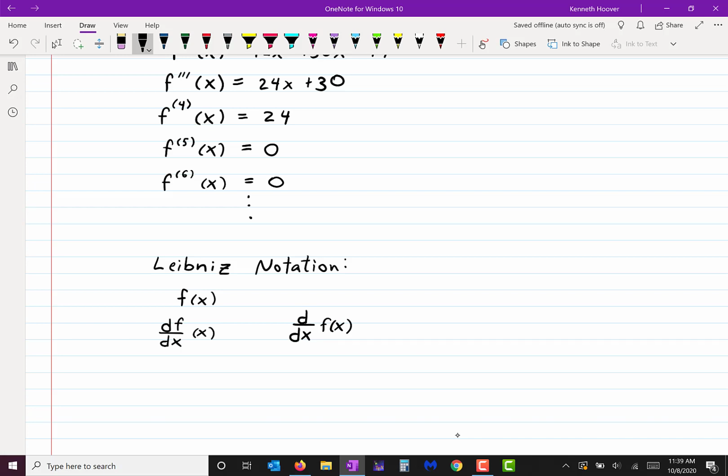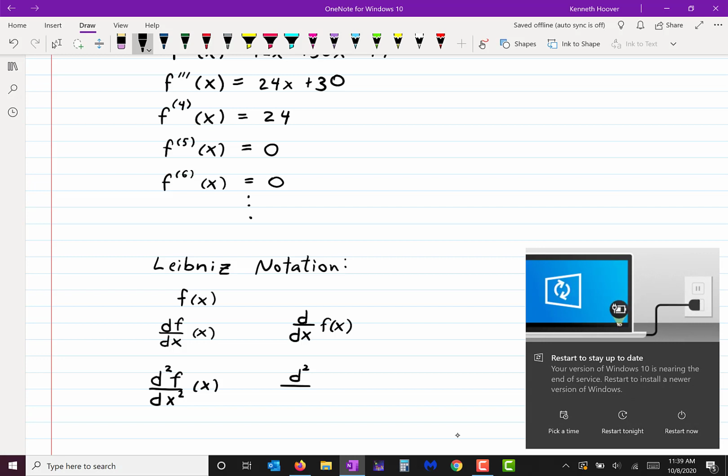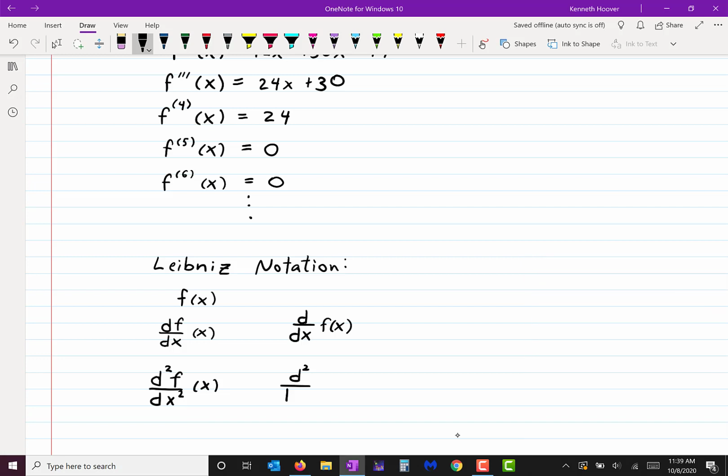Either way is fine. The second derivative, if you're using this notation, is like this. You put a squared, no parentheses, after the d on top, and a squared after the x on the bottom. Or if you would like to pull the f over to the side, it would look like this. Like that. The reason for the locations of the 2's being here and here is because of this.